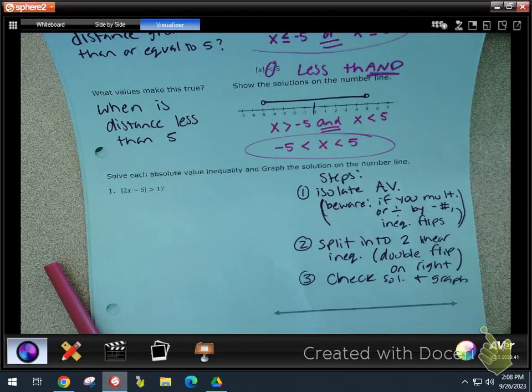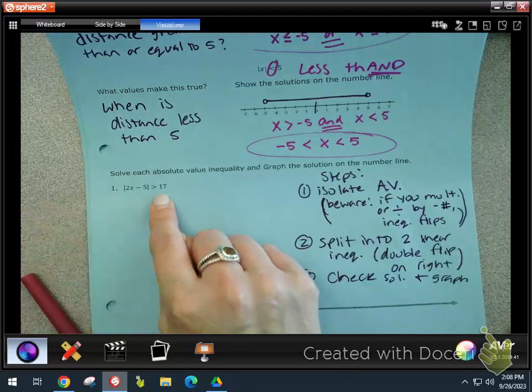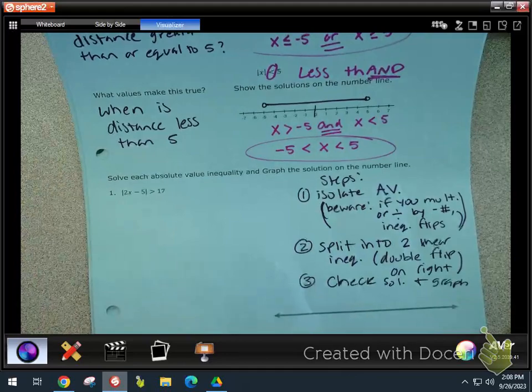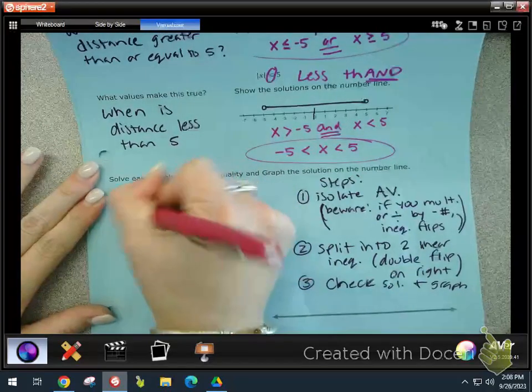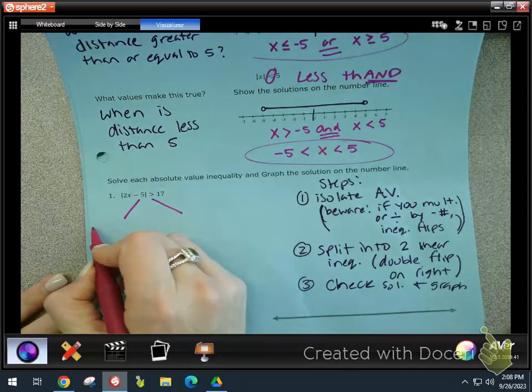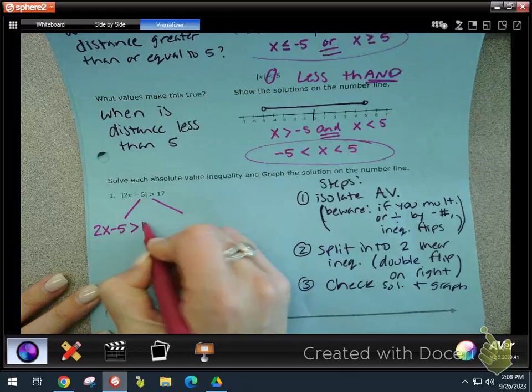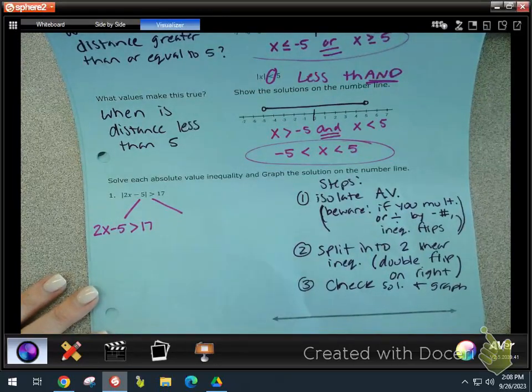All right, number 1. Do we need to isolate our absolute value bars? No, it's already there. So I don't have to worry about anything in step number 1. This guy's positive, so we're okay. All right, negatives we'll see in a minute. So I'm good to go to step 2. So here's what I mean by that double flip. I'm still doing my 2 separate inequalities. The left one is going to be the exact same, 2x minus 5 greater than 17.